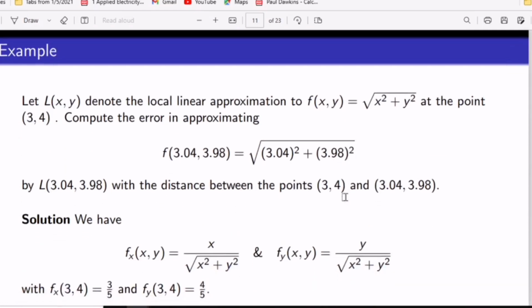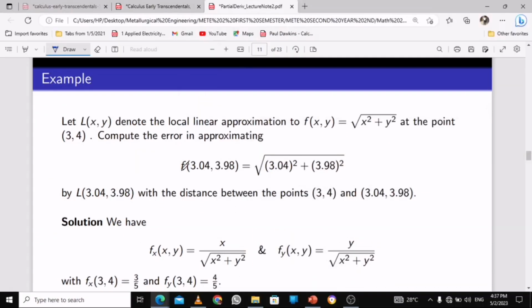So in this case, we're going to take an example for us to understand very well. With this example, the question is asking us to compute the error in approximation, right? So this represents the linear approximation, denote the local linear approximation of the function f(x, y), which is equal to the square root of x squared plus y squared at the point (3, 4). So do you know what? This point 3 and 4 is from this approximation. So this point has been approximated to 3 and this point has been approximated to 4. So in this case, they are asking us to find the error in this approximation, right?